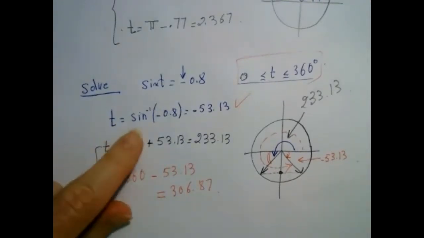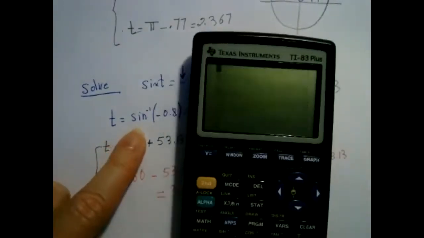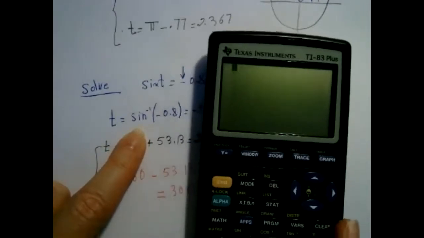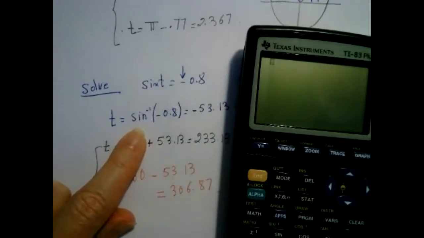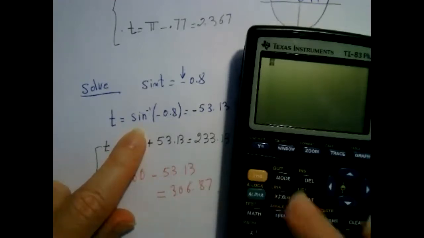How did I get minus 53? I got it like this. You go back to your calculator. Okay, you get it to your calculator and you compute the sine inverse. So the sine inverse.